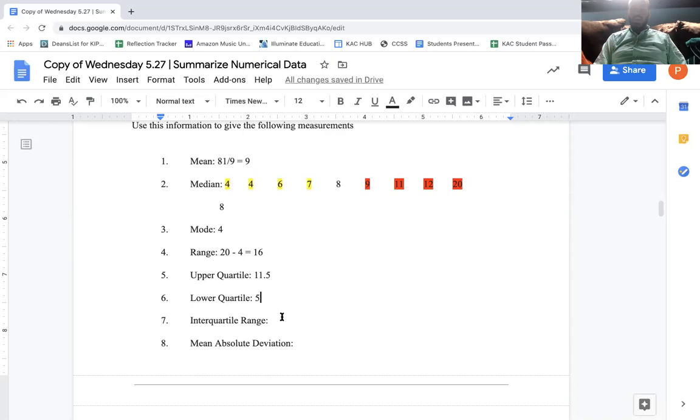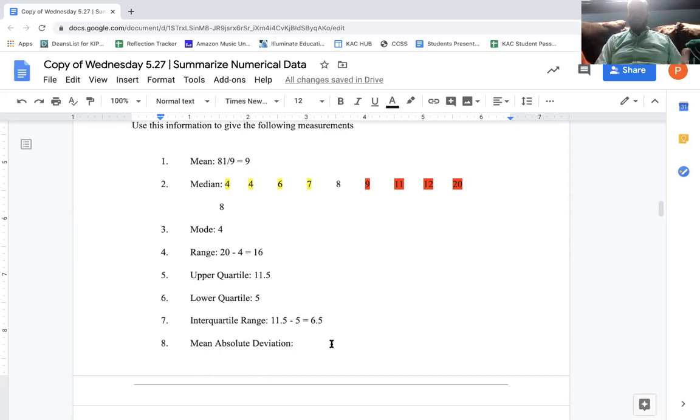Interquartile range is found by doing the upper quartile minus the lower quartile. Upper quartile is 11.5, lower quartile is 5, which gives me 6.5. So 11.5 minus 5 is 6.5.